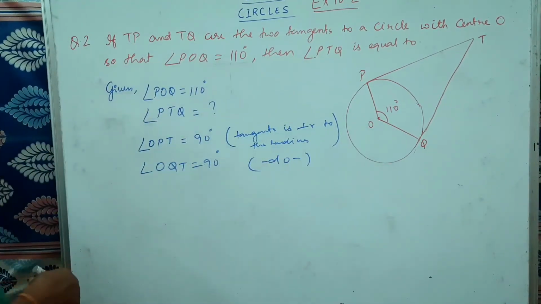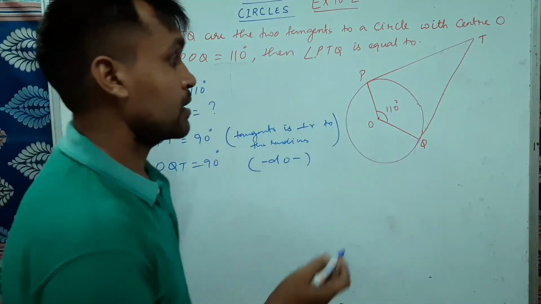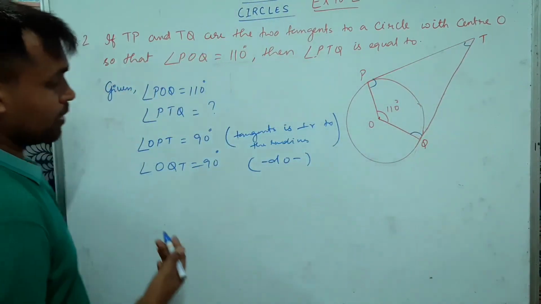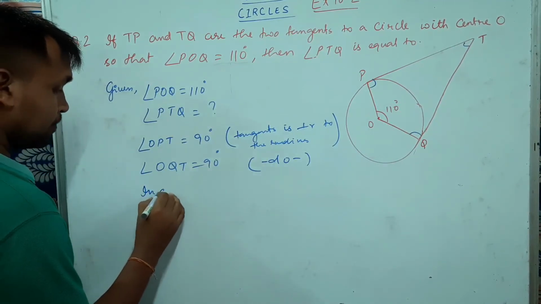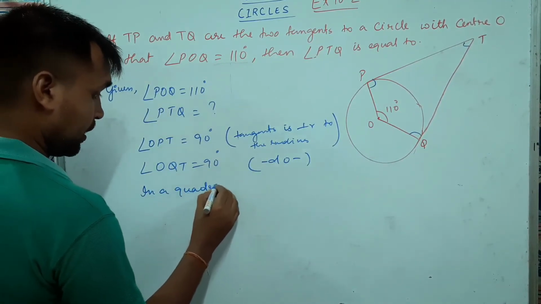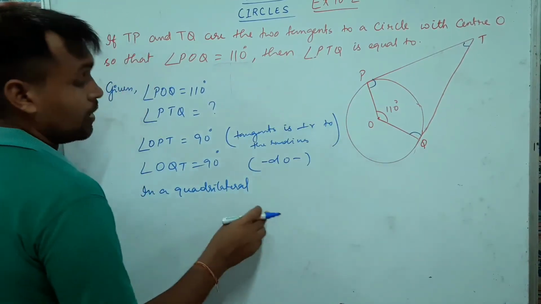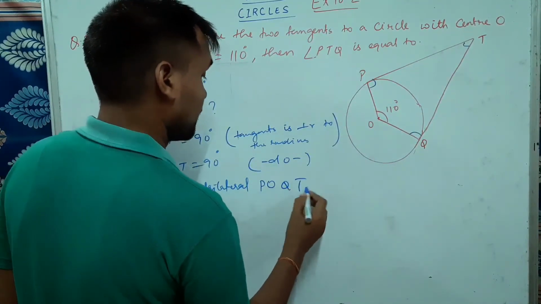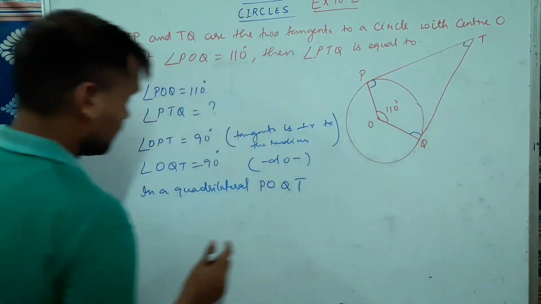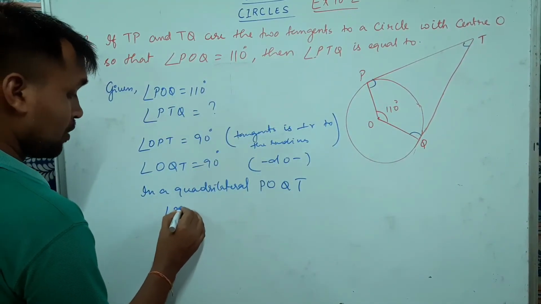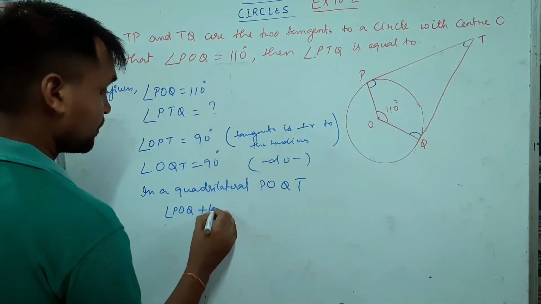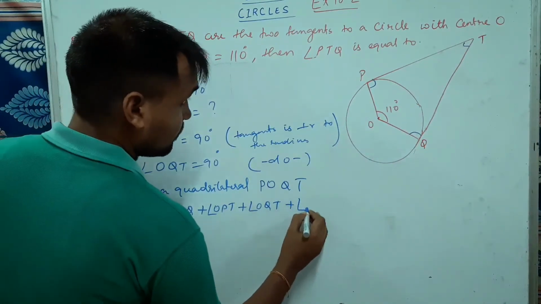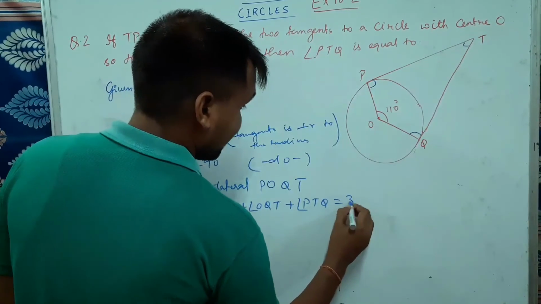Got it? In the next step, see here how many angles are there? 1, 2, 3, 4 angles are there. That means it is a quadrilateral. What is the name of this quadrilateral? POQT. In quadrilateral POQT, angle POQ plus angle OPT plus angle OQT plus angle PTQ equals 360 degrees.